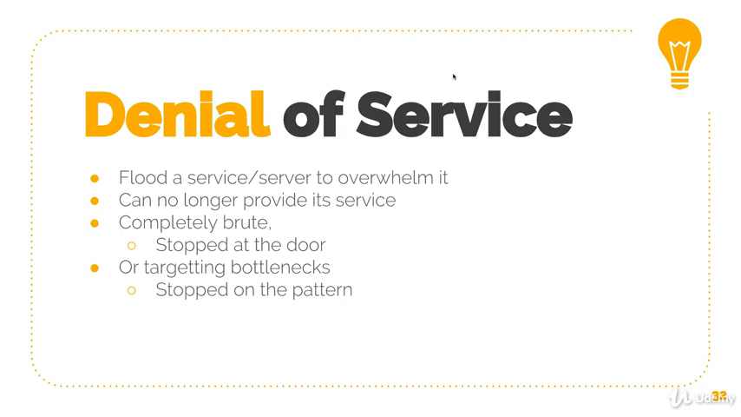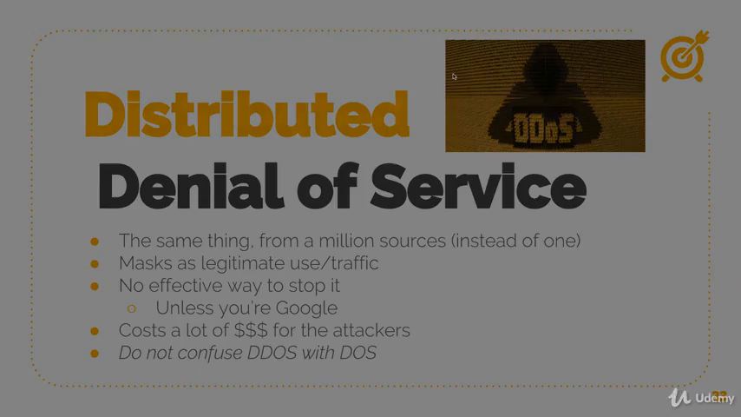A DOS is basically a flooding of a service to overwhelm it. It makes the service no longer available because it's overwhelmed. It's either completely brute force, which can be stopped at the door, or it's targeting bottlenecks, which can be stopped on the pattern. So how do they do that?